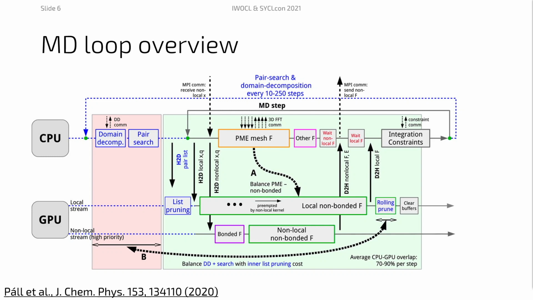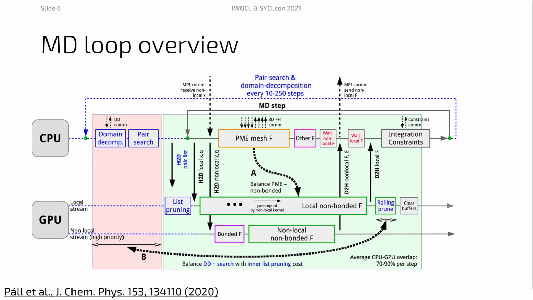Solid gray lines connect the tasks run on each iteration, while blue dashed ones indicate the path taken on steps doing pair search and domain decomposition work. The vertical solid arrows indicate data copies between CPU and GPU, while dashed arrows indicate MPI communications. Bold dashed arrows show the tuning knobs of the dynamic load balancer. We can equalize CPU and GPU loads by tuning the trade-off between non-bonded pair and PME force calculation, and we can reduce GPU stalls due to pair search at the cost of more rolling-prune work.